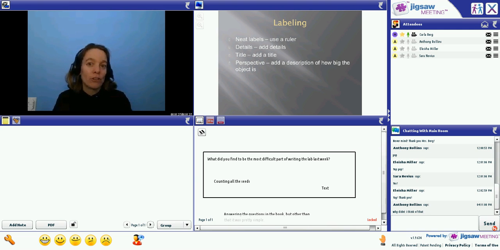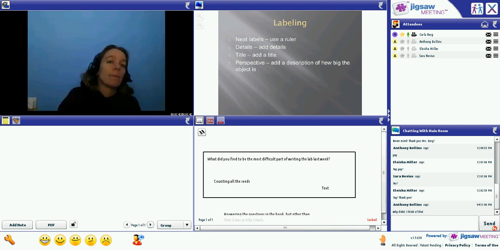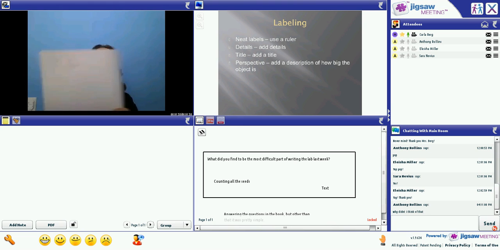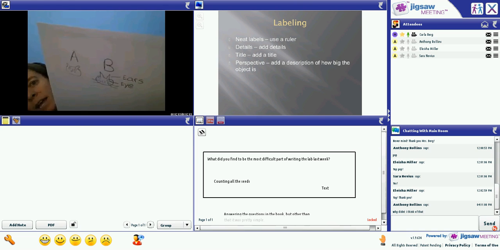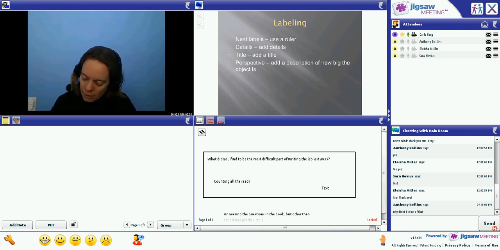You need to label your drawings. Okay, so if we look back at my cats, these are not labeled. So we need to add labels. Using a ruler is the neatest way to do that. So I just went ahead and added 2 labels to diagram B. I added ears and eye. We need to add a title. Your title should be as specific as possible.